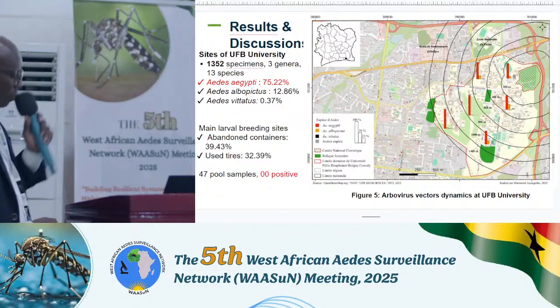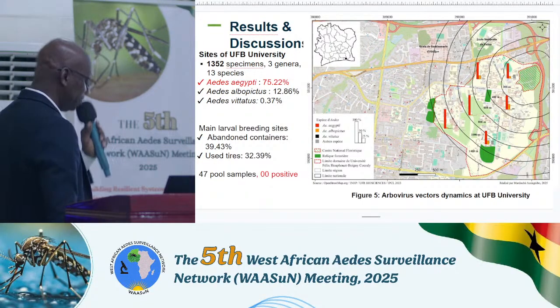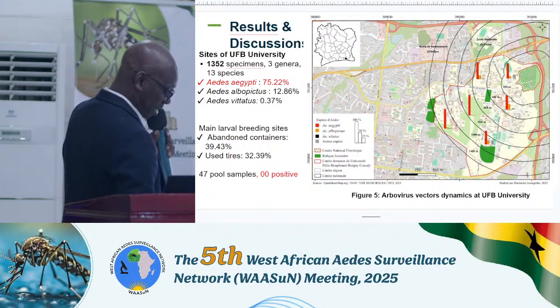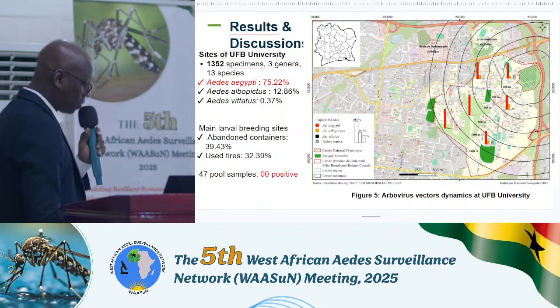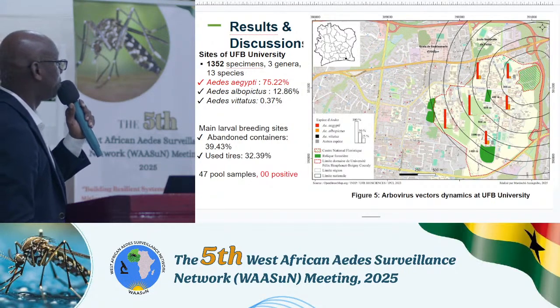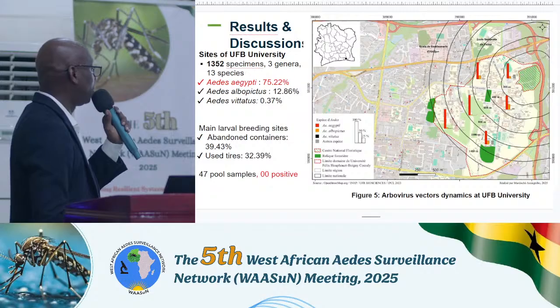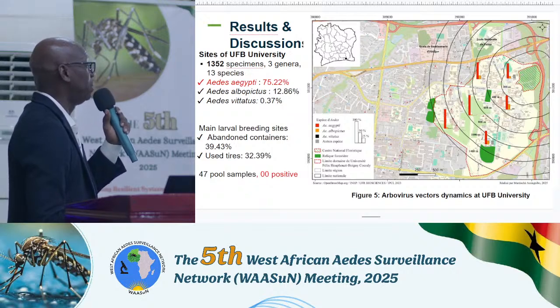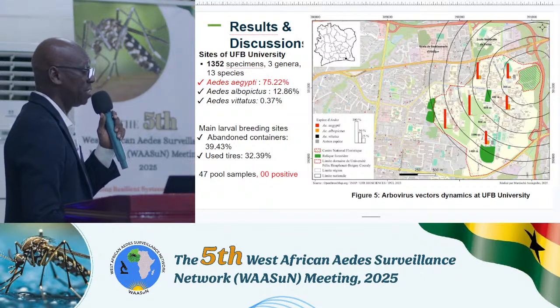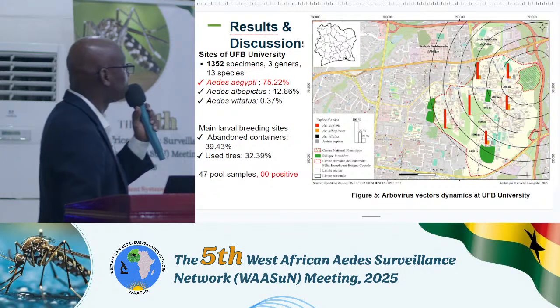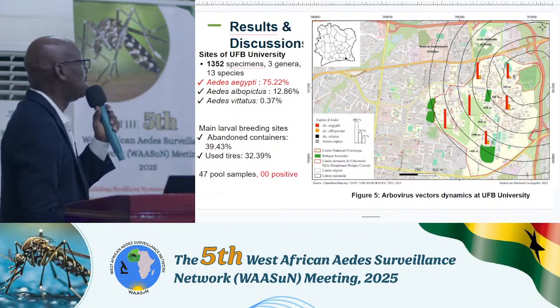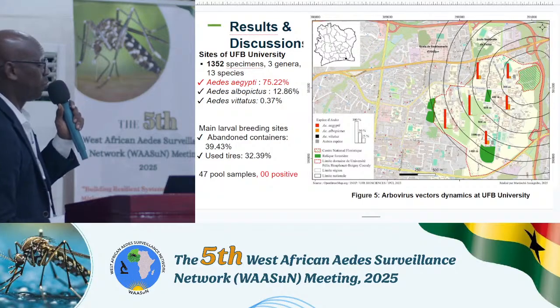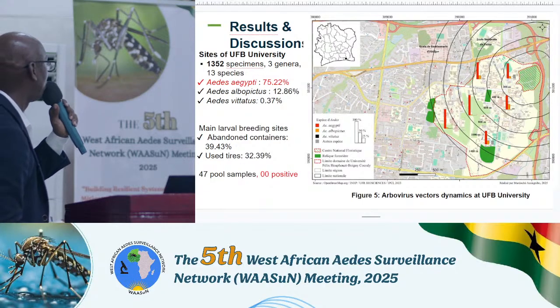Now we work in the domain of the university. Last year, we worked on this place, which is the natural forest area in the university. Last year in Dakar, we collected Aedes albopictus for the second time in this area. So we want to see in the domain of the university how Aedes albopictus spreads.